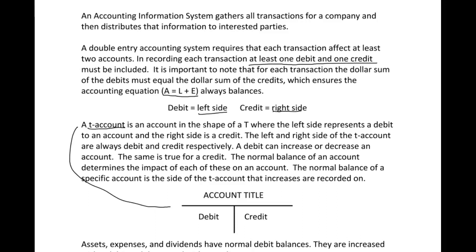All right, the important thing to remember is that a debit can be either an increase or a decrease to that account depending on the account. We'll talk about that in a second. And that's the same for a credit as well. So a credit could be an increase for some accounts, but a decrease for other accounts.